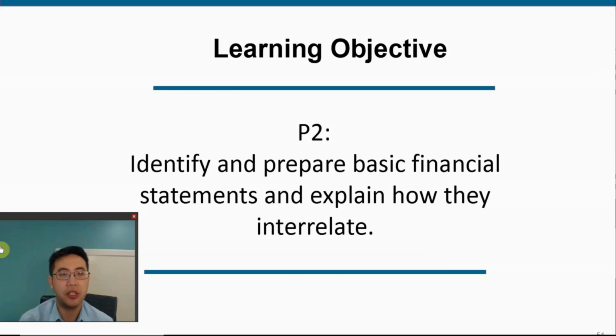Our next subject is to identify and prepare basic financial statements. Essentially, there are four financial statements, which include the income statement, balance sheet, statement of cash flows, and statement of owner's equity. And we also will explain how they intercorrelate with each other.